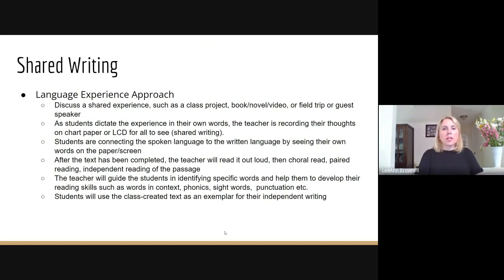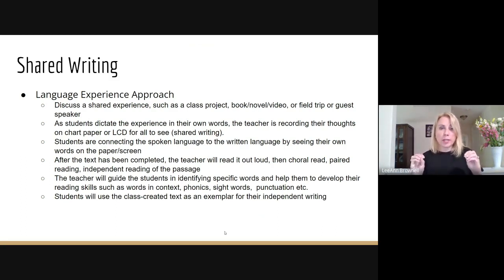So we're going to touch on the language experience approach. So in a nutshell, this is when you discuss a shared experience. So this could be something like, if you're doing a read aloud or you watched a video as a class, maybe there was a guest speaker or you did a group project together. So it would have to be a shared experience either with the whole class or with the group that you're working with. And what's going to happen is then the students are going to talk about their experience in their own words. And as they are sharing their ideas, the teacher is writing their thoughts down kind of verbatim.